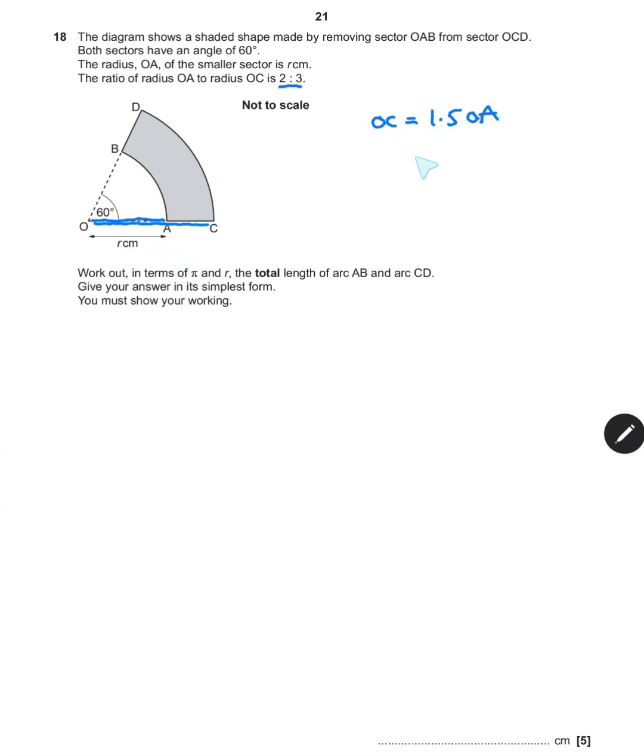I can actually write that as 1.5 R. And then I've got my two radiuses for my arc length, if you like. I know the first one is R and the second one is 1.5 R.